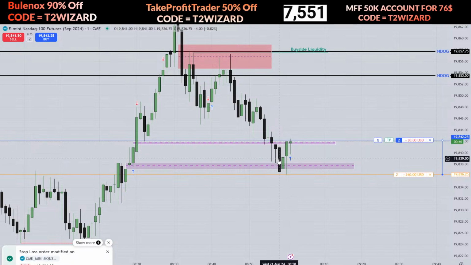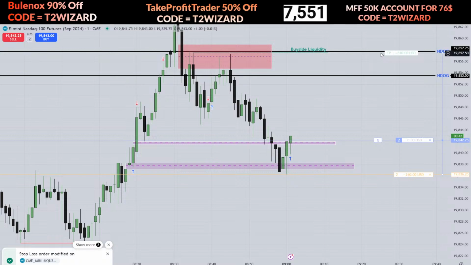My stop loss is just below this order block. My target is over here at this buy side liquidity over there. There should be my first partial.